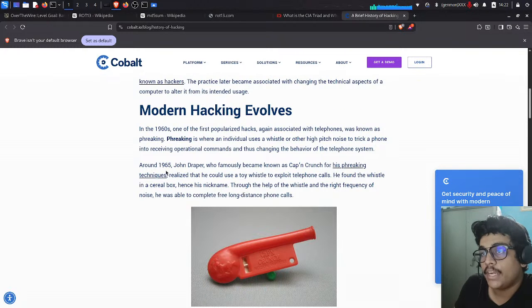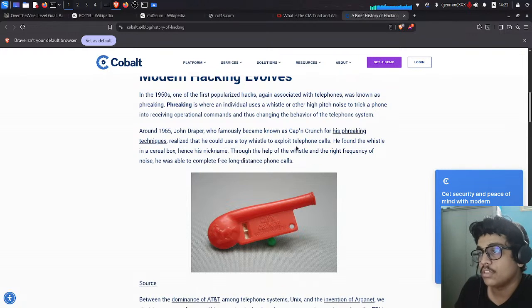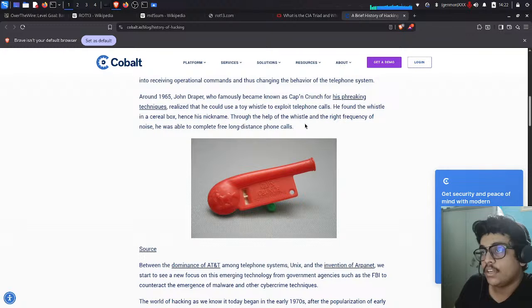Around 1965, John Draper, who famously became known as Cap'n Crunch for his phreaking techniques, realized that he could use a toy whistle to exploit telephone calls. He found the whistle in a cereal box, hence the nickname. With the help of this whistle and the right frequency of noise, he was able to make free long distance phone calls.